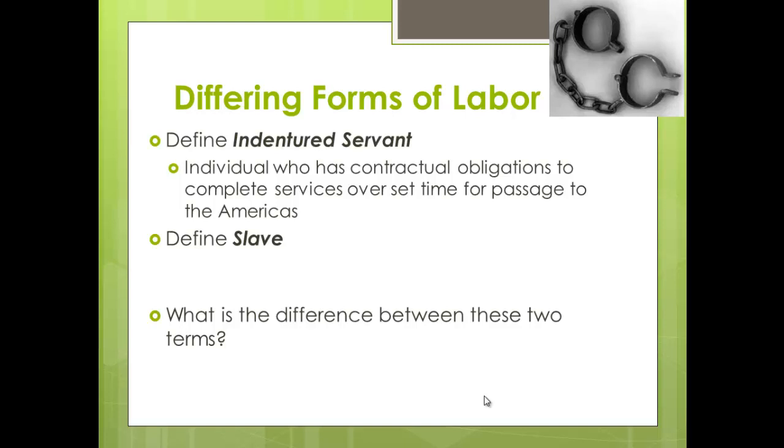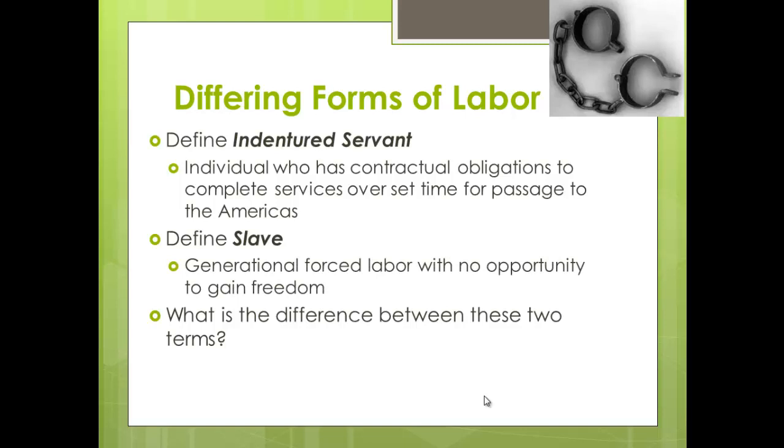And indentured servants, it's important to note, that was a choice. These were Europeans who made a choice to come to the Americas, mostly because they didn't have enough money to pay their passage. So somebody else would pay their passage. They chose to come over and work for a period of anywhere from 4 to 7 years. So that was a choice, unlike the next term, slave, which is generational forced labor.